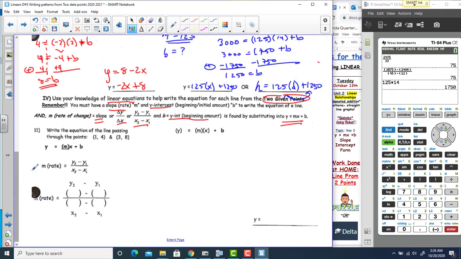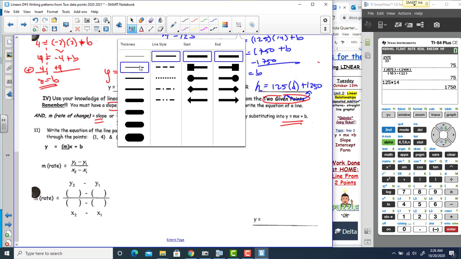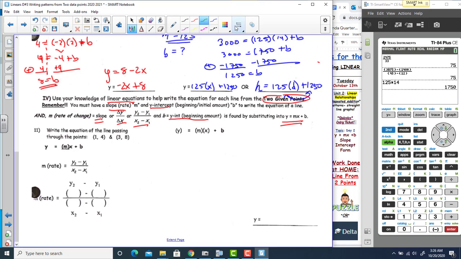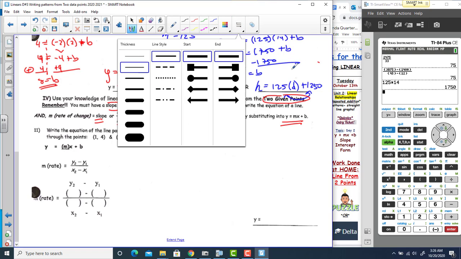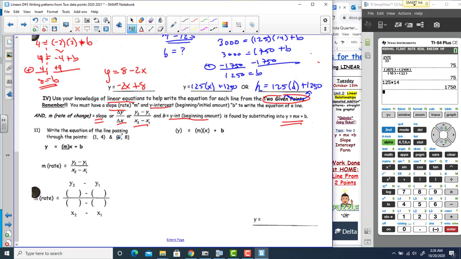So if we want to write the equation of a line that goes through the points (1, 4) and (3, 8), the first thing we need to do is recognize that we do not have the rate of change. We don't know what the slope is, or how this is going up over and over again by the same amount. So we're going to have to compute it. The slope formula is typically difference in y's over difference in x's.